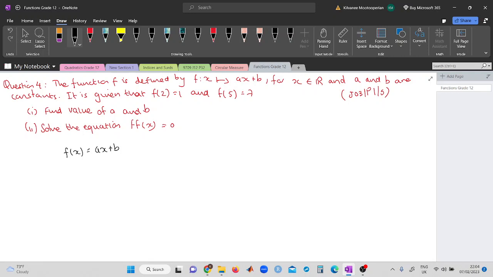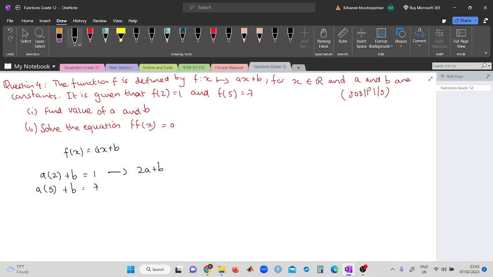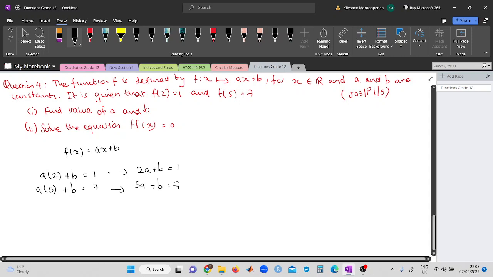Donc, first equation, I will get a times 2 plus b gives me 1. A times 5 plus b gives me 7. So this makes 2a plus b qui me donne 1, 5a plus b qui me donne 7. Donc, il y a deux équations, mais il y a deux unknowns, I can solve simultaneously. This is equation 2, this is equation 1.